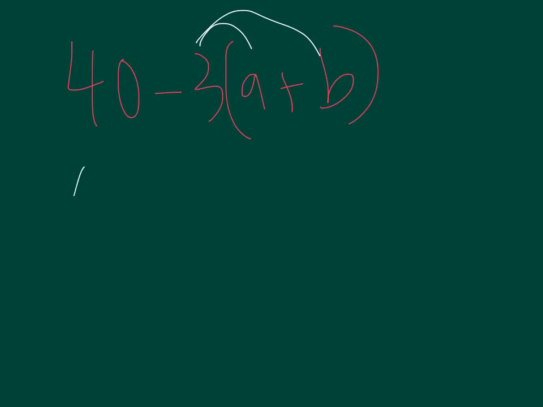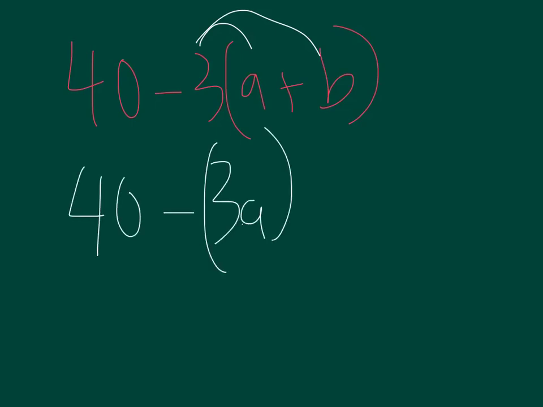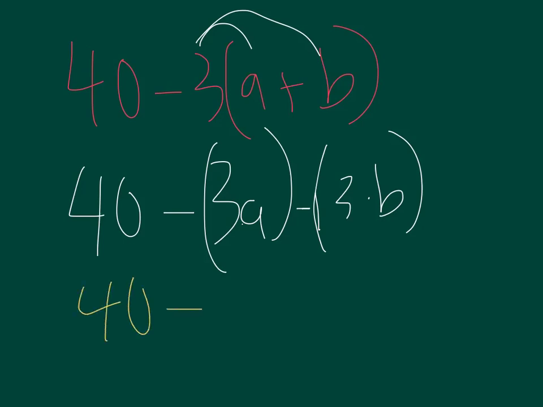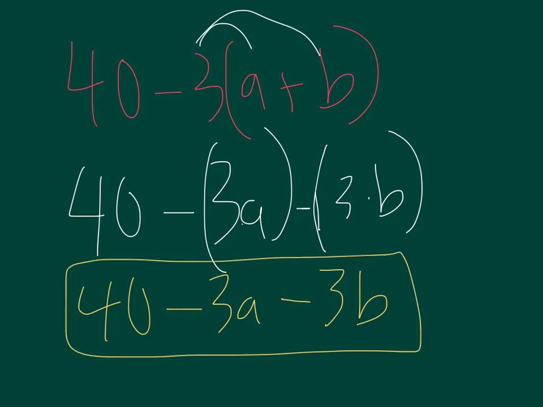So I'm going to come down here, I'm going to say 40 minus, and then 3 times A is 3A. And then I'm going to do 3 times B, and remember that I subtract it. So this would be, I can't combine any further, can I? So I'd say 40 minus 3 times A is 3A. Minus what's 3 times B? It's 3B. Can I combine anything else on that screen? No. Now my final answer would be 40 minus 3A minus 3B.